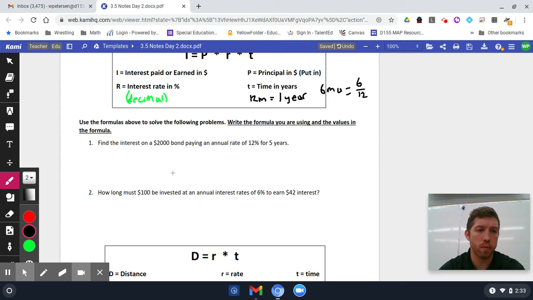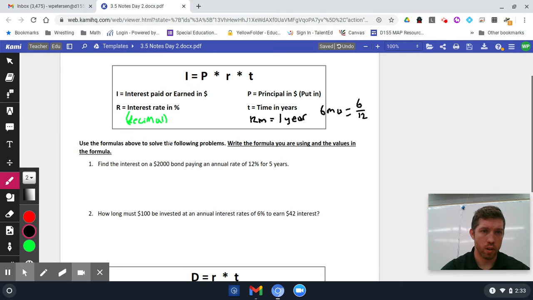All right, so we have two practice problems, which we're going to do. We're going to find the interest on a $2,000 bond paying the annual rate of 12%, which is a ton. You don't see that anymore, for 5 years. So we're going to put that into our formula. So we have interest equals principal, which is always the dollar value, times percent times the number that we're given. Okay, so it's pretty much as easy as that, taking these three kind of codes and plugging it in.